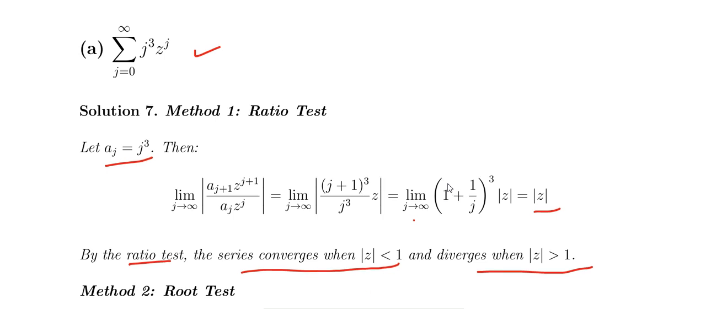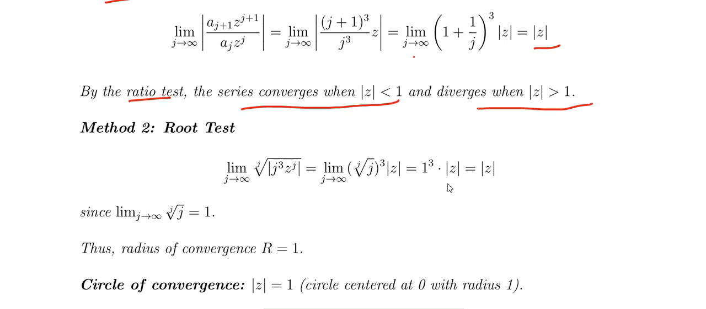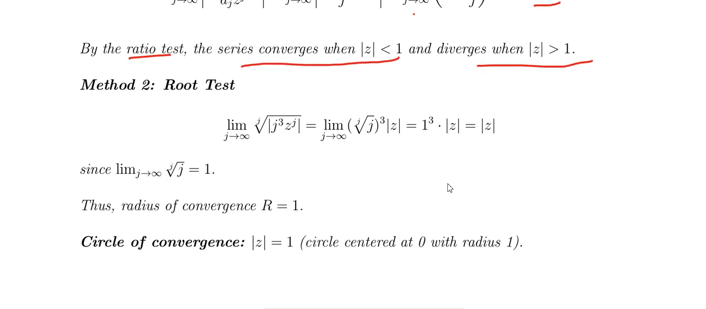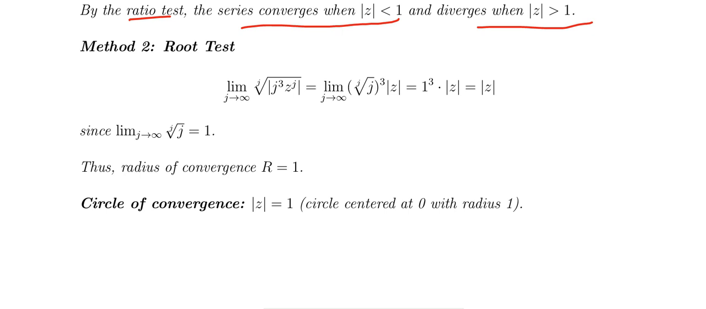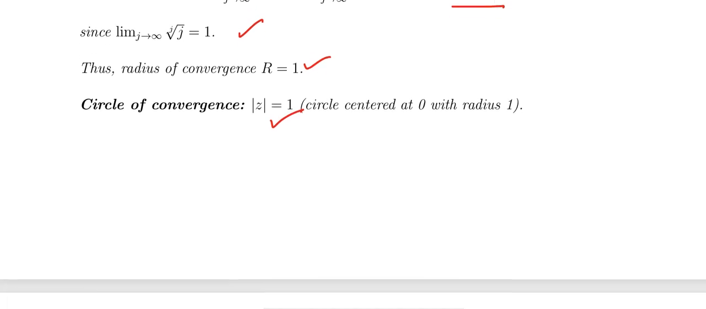For the series j cube z power j, we can also use the root test: the jth root of j cube mod z power j, where the jth root of j cube tends to 1, leaving mod z. Whichever test we apply, the radius of convergence is 1. The circle of convergence is mod z equal to 1, with center 0 and radius 1.